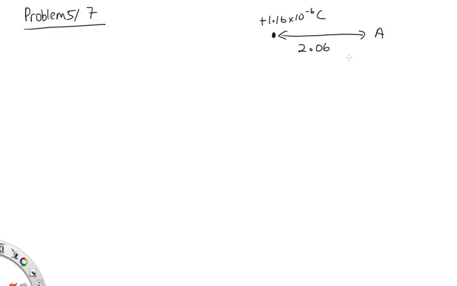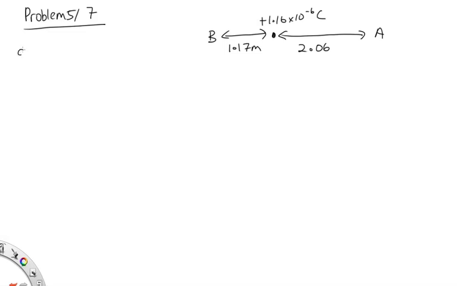Problem 5 for 1221 or 7 for 1231. Here we have a point charge of plus 1.16 microcoulombs. Consider point A, which is 2.06 meters from it. So here's A. And point B, which is 1.17 meters from it, in a direction diametrically opposite. Okay, so here's point B, and that's 1.17 meters.